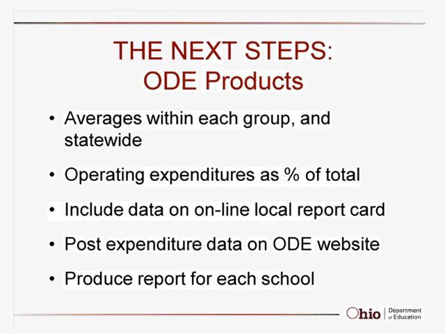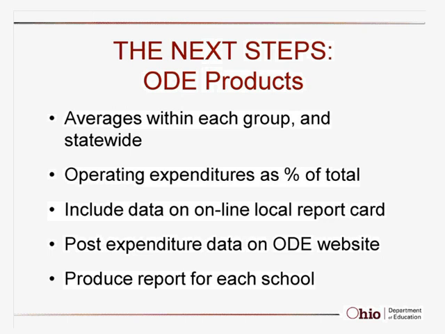The law says the delineation, the groupings are by enrollment, and the same for community schools. They're grouped by enrollment, and then joint vocational schools as well. So we'll have averages for each group and statewide averages, and operating expenditures as a percentage of the total. So, for instance, somebody with very little capital or other excluded type expenses might have 95% of their spending is operating, and somebody else might have 70% or whatever.